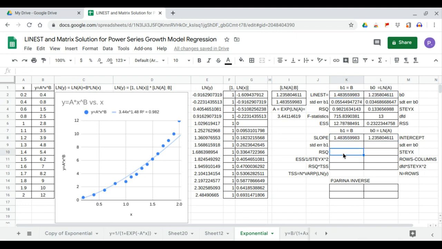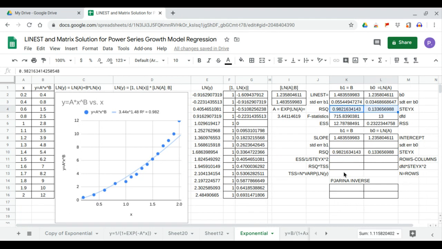Next, we calculate for the R square. RSQ of data y and data x. And STEYX, data y and data x. These values match our LINEST output.